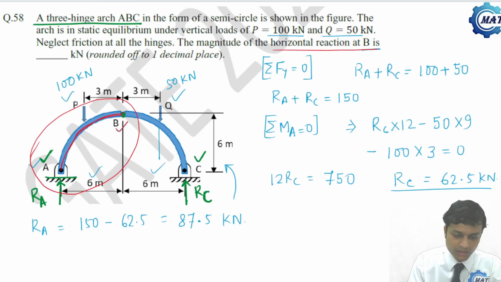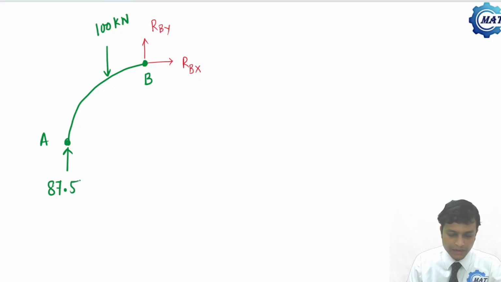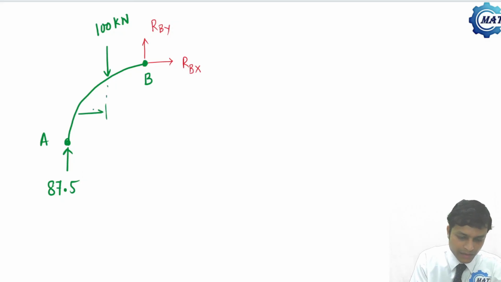Now here, this may be a confusion to the students. This P is 100 kilonewton. Here is 100 kilonewton. Reaction force here is 87.5, and this distance is 3. This distance is 3 and this total distance is 6.